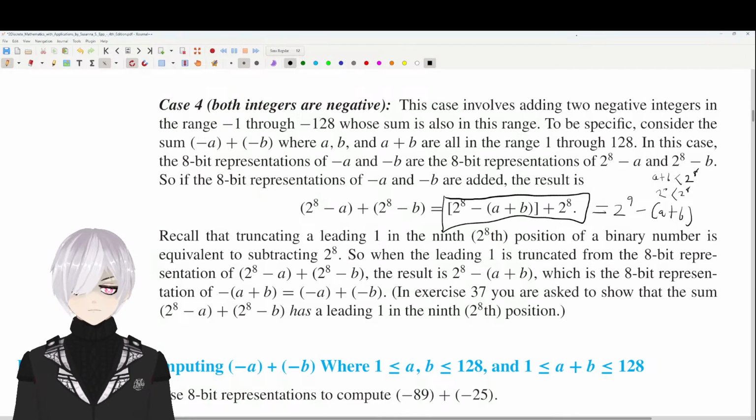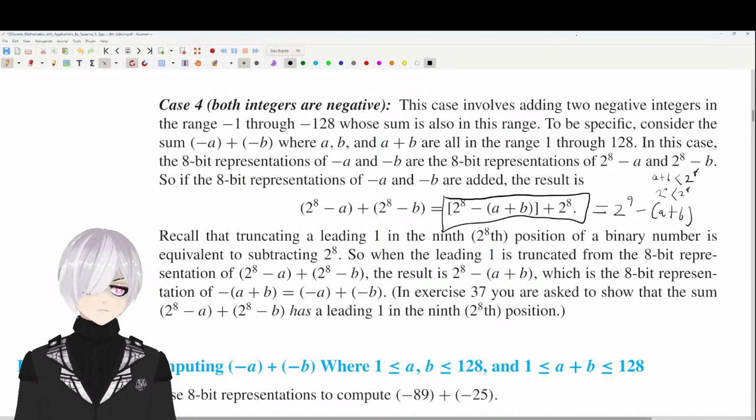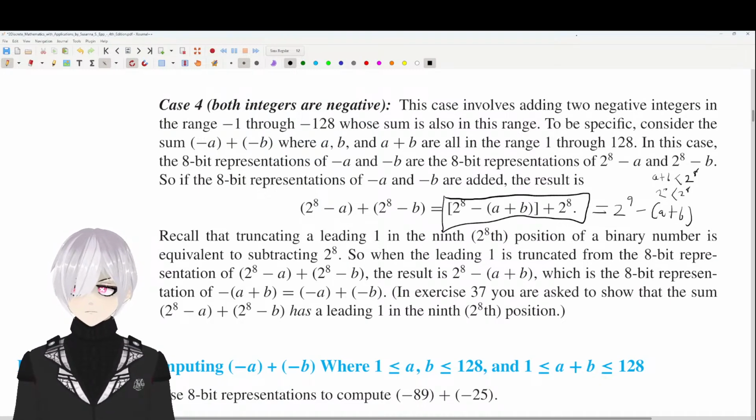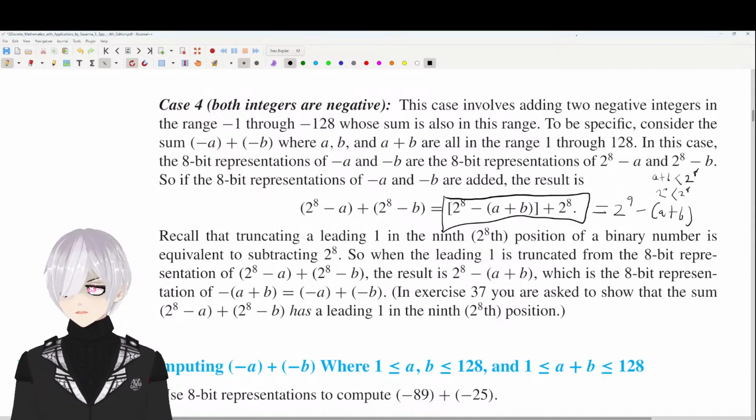So in that formula, isn't that equivalent to 2 to the ninth minus (a plus b)? So we have 2 to the eighth plus 2 to the eighth, which is 2 to the eighth times 2.